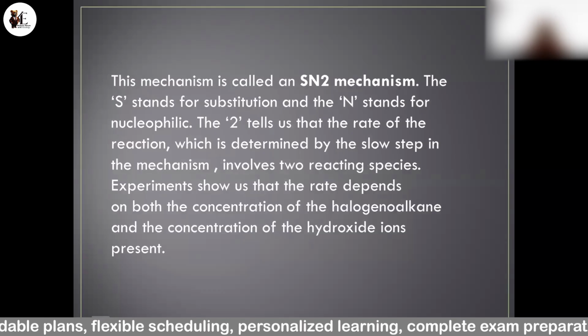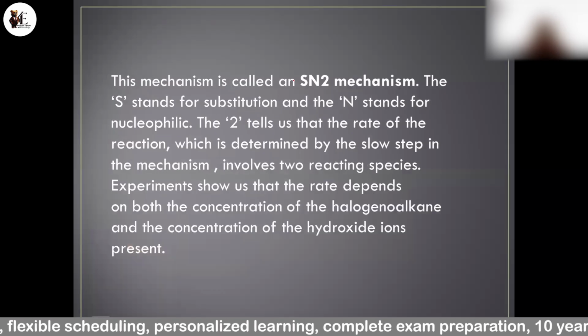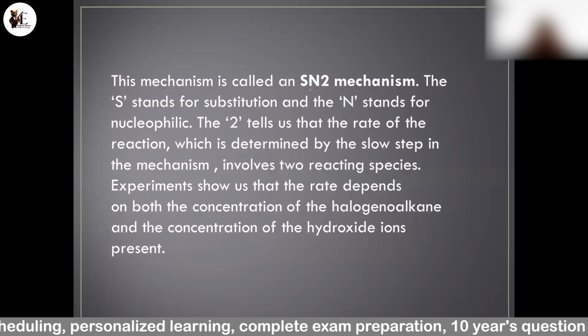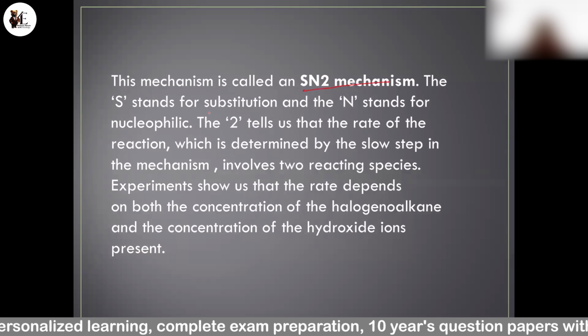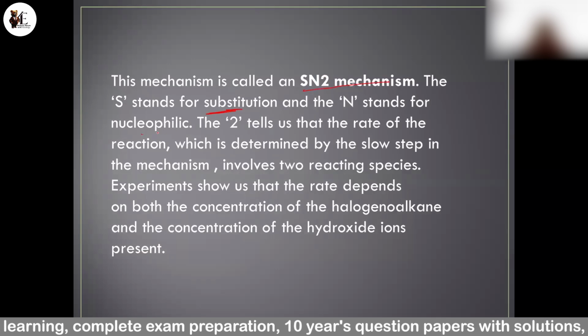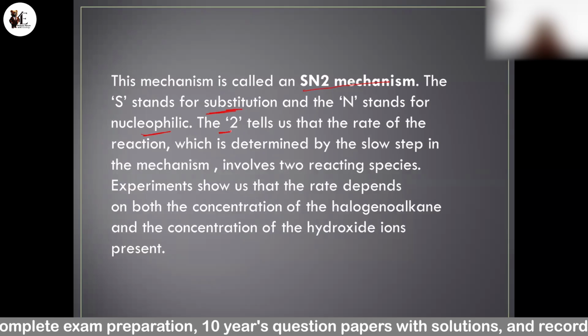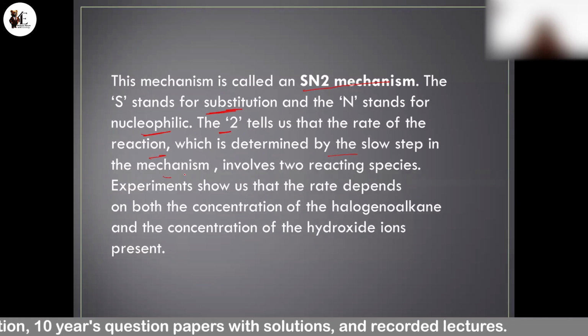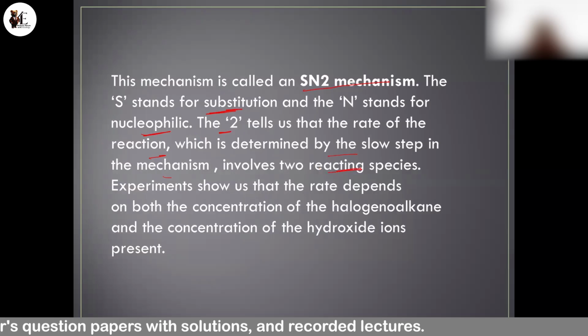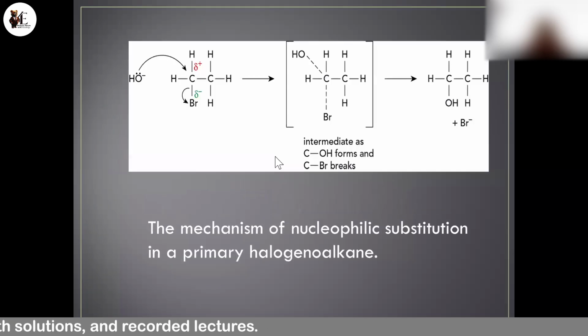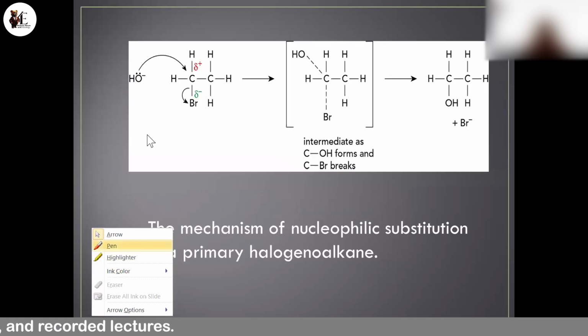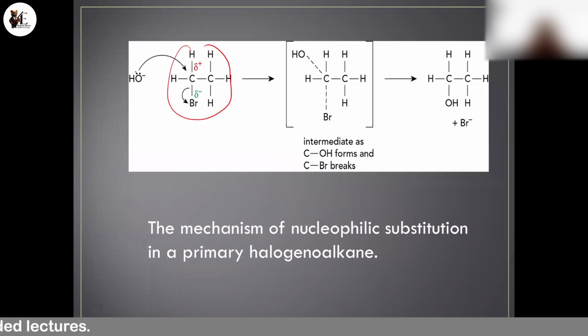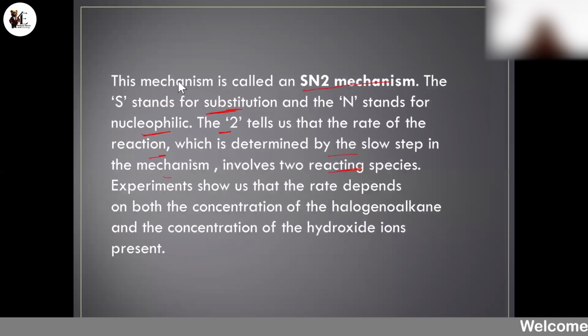So this mechanism which we discussed in yesterday's class is called an SN2 mechanism. S means substitution, N means nucleophilic, and 2 means that the rate of reaction, which is determined by the slow step in the mechanism, involves two reacting species. What are the two species? One species is this, and the other species is this. So these are the two species involved in the reaction here.